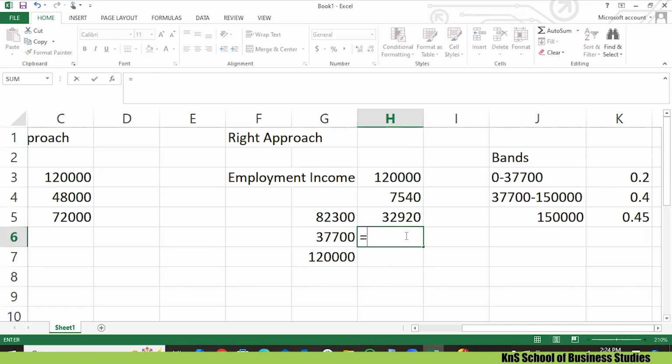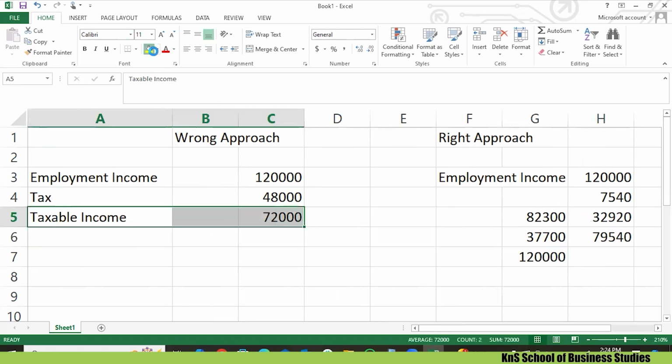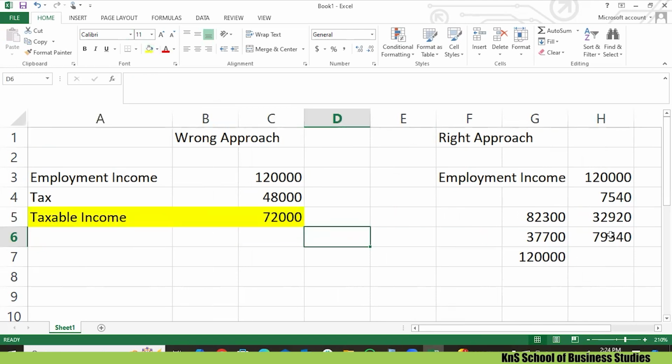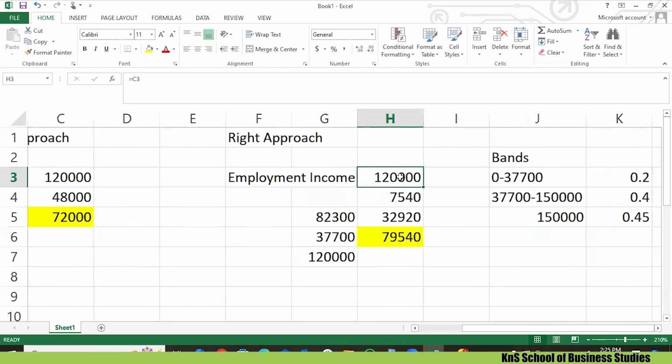So now what will I do? 120 minus this, minus this. Can you see the difference over here? From my wrong approach, I got 72,000 as the answer, and from my right approach, I got this answer. Obviously the wrong technique is not acceptable to HMRC or the examiner. So it works step by step. Just like that, you can change your figures and practice it all over.